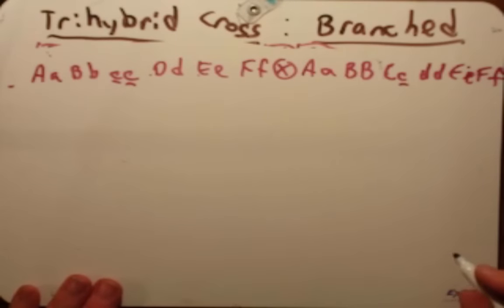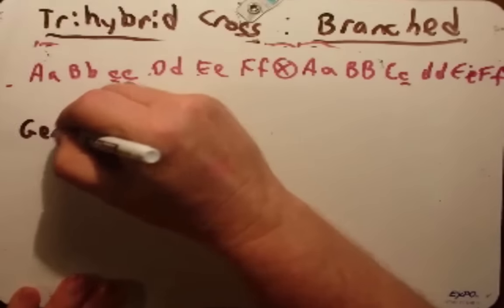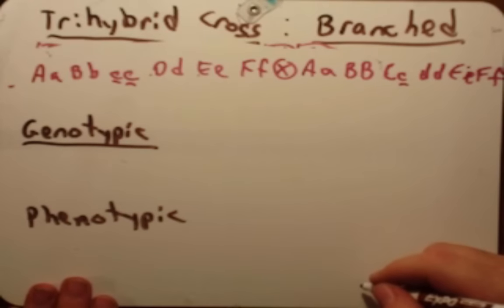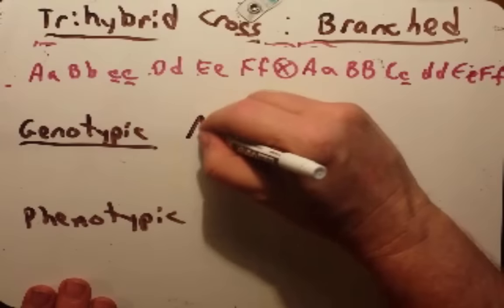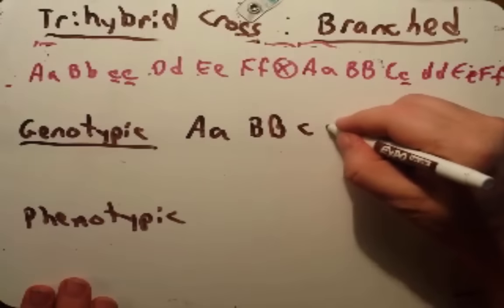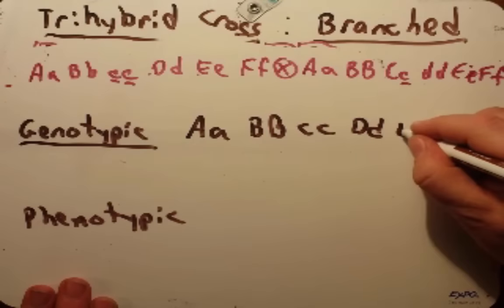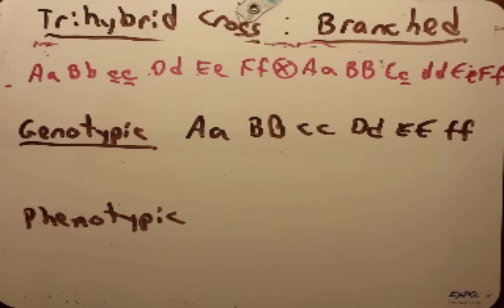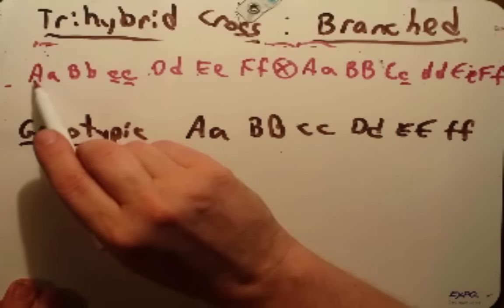So there are two different kinds of questions I could ask here. I could ask a genotypic one, that would be fair, and a phenotypic one. So for the genotypic one, I might ask, what is the probability of getting a genotype that is as such? Big A, big B, little c, big D, big E, and little f. So let's do that one first. And again, just approach this as 6 individual monohybrid crosses. And if you have to, you're welcome to do little tiny Punnett squares all over the place. And we'll do a couple of them that way.